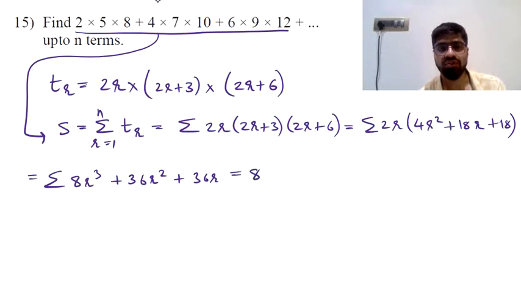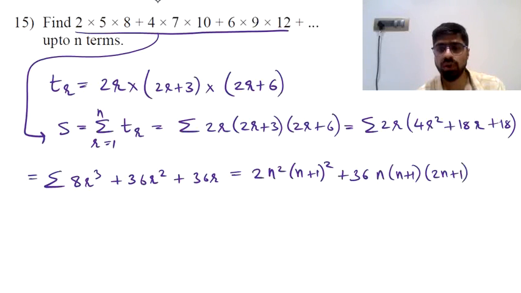Try to evaluate each of these terms. So you have 8, summation r cube will be n square into n plus 1 the whole square divided by 4. Cancel off that 4 and 8 with each other, so you are left with a 2 here. Continue with the next term, 36r square. So that will be 36 into summation r square, which is n plus 1 into 2n plus 1 the whole divided by 6. That 6 gets cancelled with 36 and you get a 6 here. Plus we have 36r. So that makes it 36 into n plus 1 divided by 2. That 2 gets cancelled with 36 and you have an 18 here.